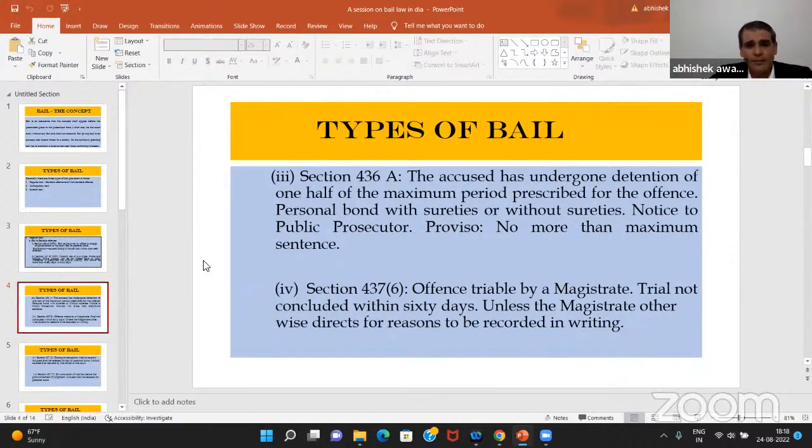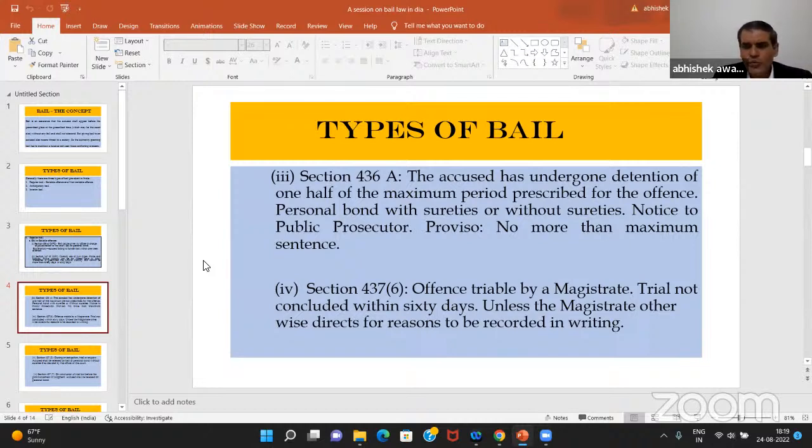Now we come to Section 436A. Now there are these sections: 436A, 437(6), 437(2), and 437(7). On all these, he has a right, no doubt, but subject to the discretion exercised by the court in his favor. Same with 436A also. Where the accused has undergone detention for a period amounting to at least one-half of the maximum sentence prescribed for that offense, he shall be enlarged on bail, or on personal bond also, provided the court decides so in his favor.